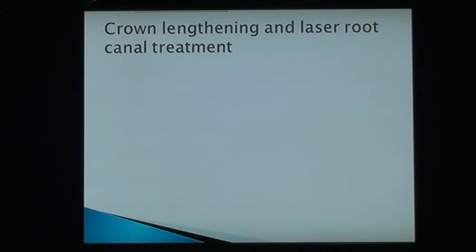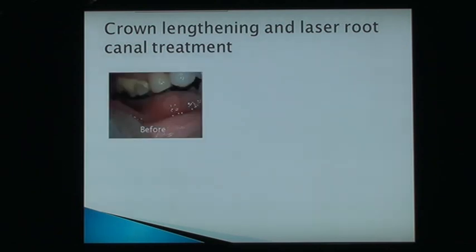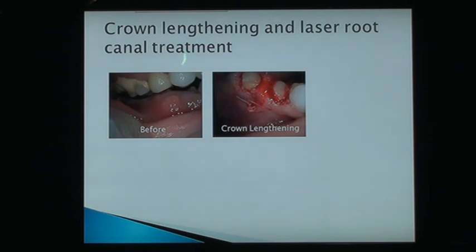Crown lengthening and laser root canal treatment. This case is complicated. In this part I have many procedures. I did all these procedures by using laser, erbium, and diode. Here we notice that there is no space. Here we have an abscess, and you see this patient, I don't know if it is clear, she has 2 implants here but no space to put the implant. We will see what will happen with this case.